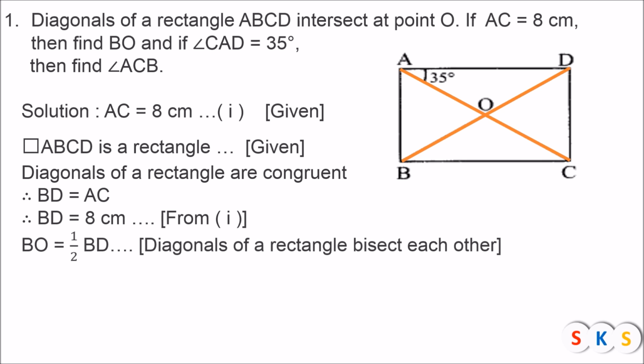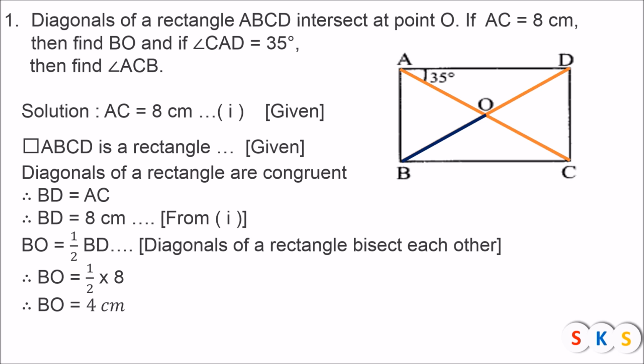Now look at this figure, BO is half of BD. You can see seg BO is half of BD because diagonals of a rectangle bisect each other. Therefore BO equals half of 8, and half of 8 is 4 cm. So we got the length of BO as 4 cm.